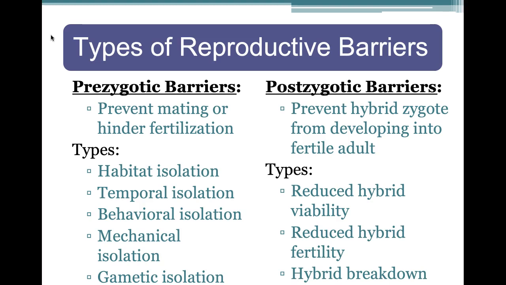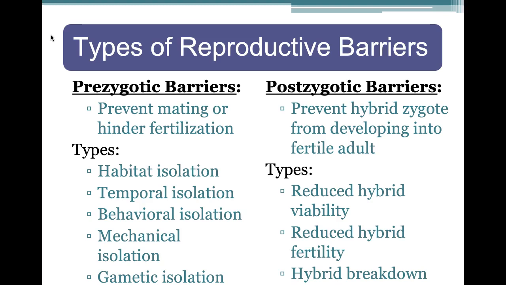Another type is behavioral isolation, and different kinds of organisms have different mating techniques, whether it's like a bird call, a bird song. Some animals do kind of weird dances and stuff like that. Organisms that are behavior isolated don't have the same courtship, the same mating behaviors, so they wouldn't end up mating with one another.